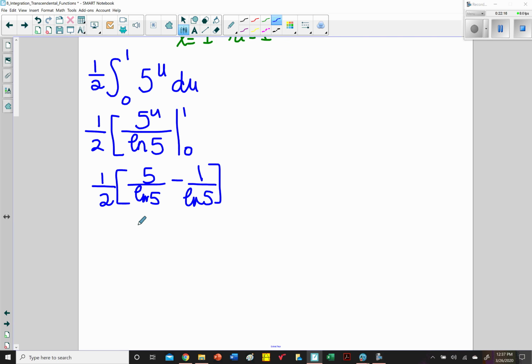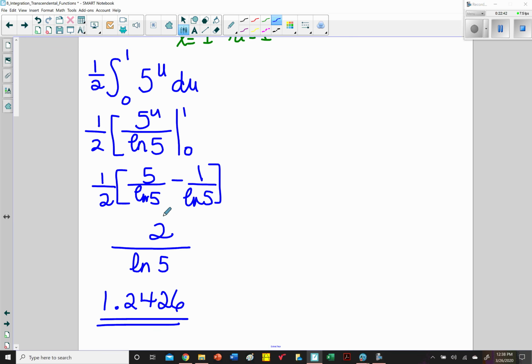So what does that look like? 5 minus 1 is 4. 4 over 2 natural log of 5. And if you care about reducing, we could reduce that down to 2 over natural log of 5, which is not necessary on the AP exam, you know. And if I needed a decimal value, I've got about that. This is exact and approximate.